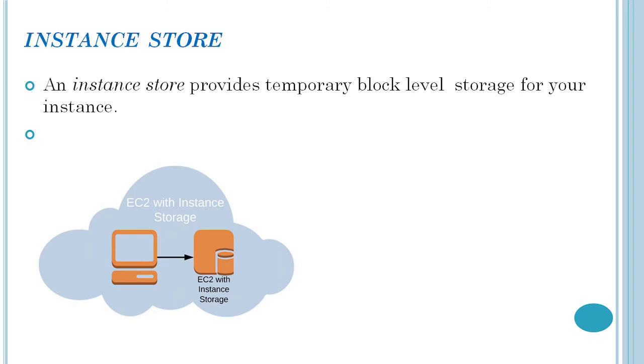Now, while configuring an EC2 instance, you need to choose the instance store. The instance store provides temporary block level storage for your instance. The storage is located on the disks that are physically attached to the host computer. An instance store is ideal for temporary storage of information that changes frequently, such as buffers, caches, and other temporary content, or for data that is replaced across a fleet of instances, such as a load balanced pool of web servers.